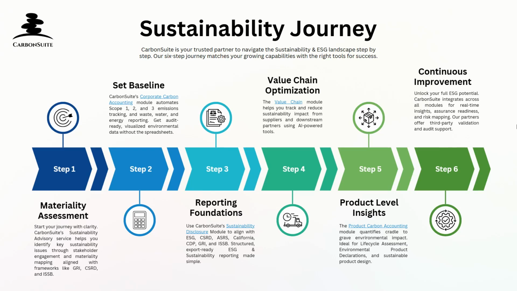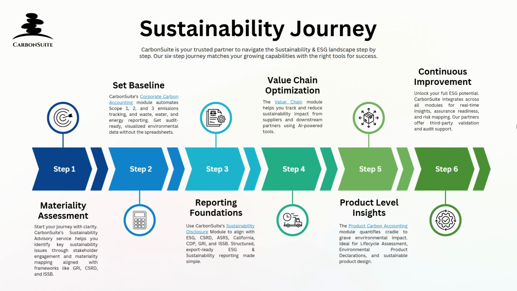So after you've done your materiality assessment and you set your baseline, that's when you start to really get into the reporting and disclosure. From there, step 4 is your value chain optimization. After you've had your basis set and your reporting taken care of, you can really start to dive into your value chain or your supply chain. Sometimes it's a similar concept as your supply chain. You start to understand the sustainability impact and use our tools to drive additional value and management with your suppliers within your value chain.